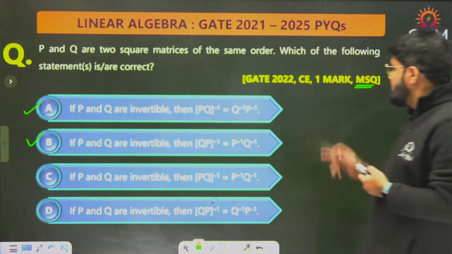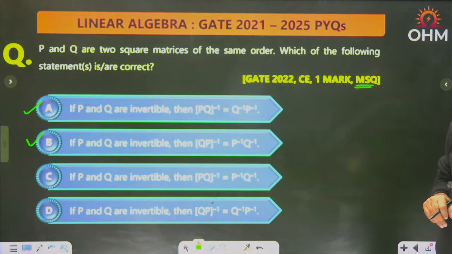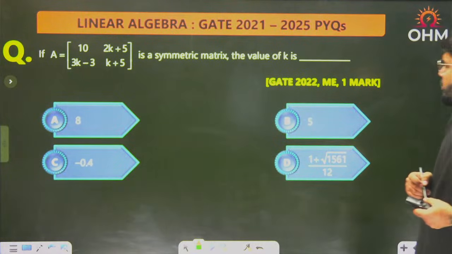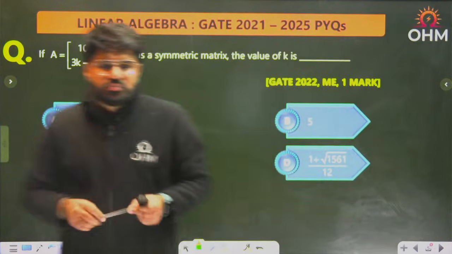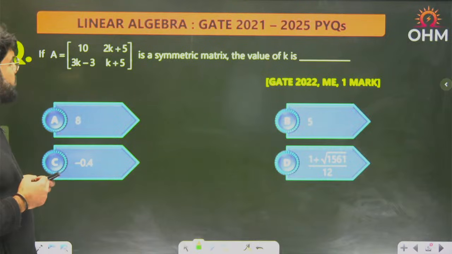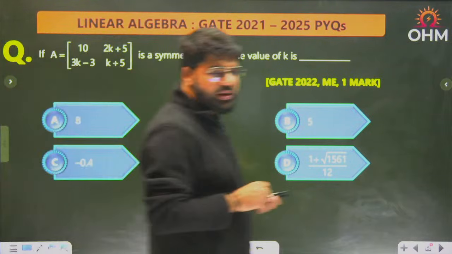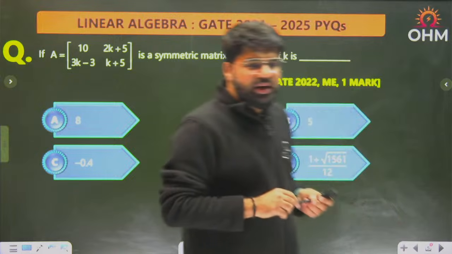This was a civil 1 mark MSQ question from 2022. Next question, 2022 mechanical 1 mark question. Have a look into it. Yes, A and B is the correct answer. Surendra Nair, Ramu, correct answer, A and B.